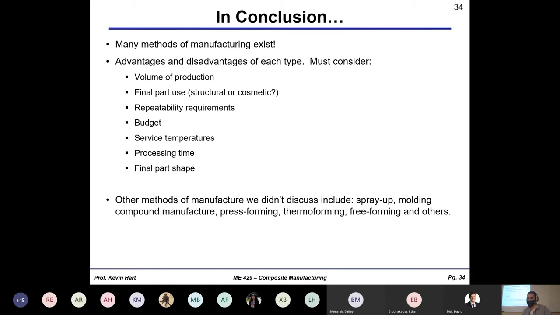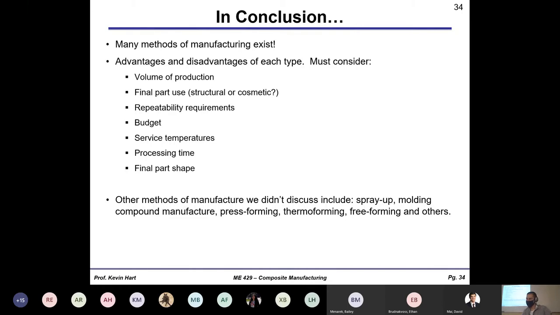And so you really have to consider what's the volume of production? What is this going to be used for in the end? Is it structural or non-structural? How repeatable is the process? All right, VARTM is not as repeatable as injection molding. So all these sorts of things you have to really consider if you're going to use these in production.